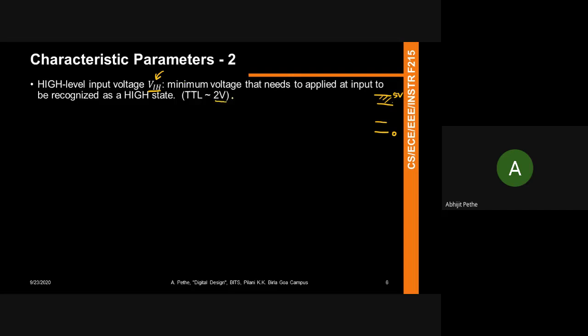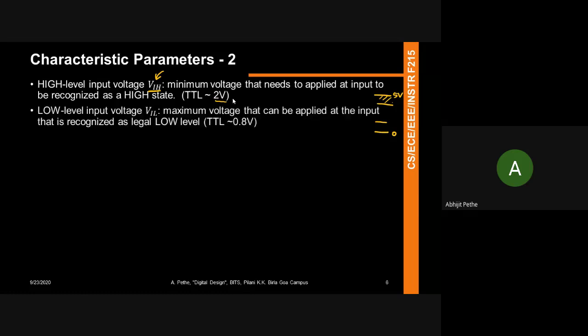So you'll see that as long as your input voltage is between 2 and 5 volts, the input looks like a 1, or looks like a high, right? So any voltage in the range between 2 and 5 in TTL logic at the input will be treated as a high state.